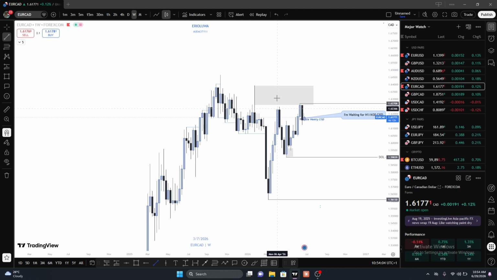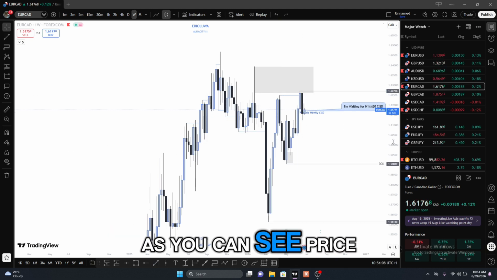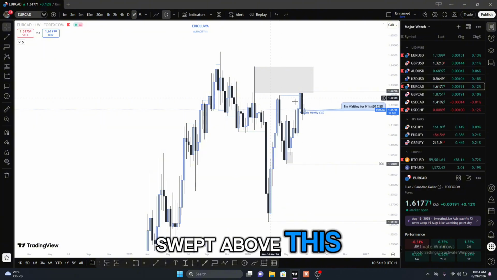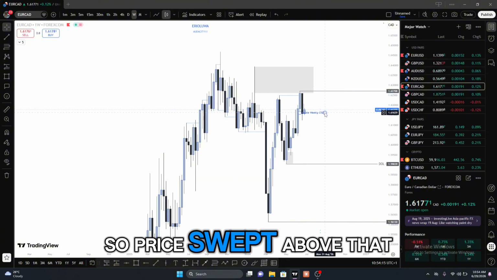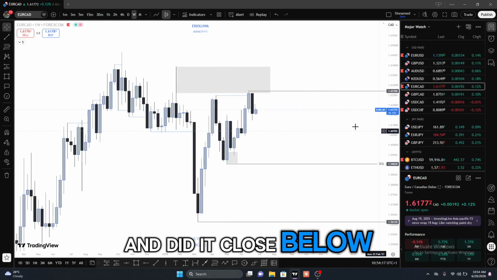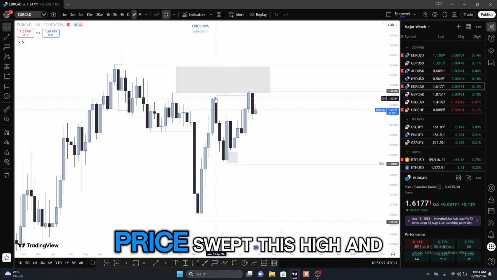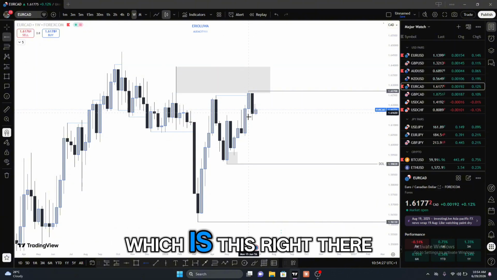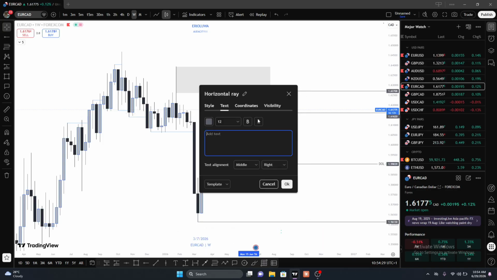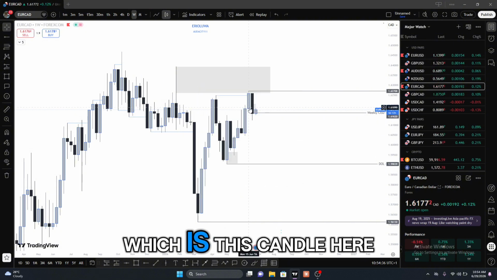So basically, something like this. Sweep, as you can see, price swept above this, and what did it do? Let me delete this. So price swept above that, and did it close below? Yes, price closed below. So even from the weekly time frame, price swept this high and gave a CISD. So we have a weekly CISD, which is this candle here, you can see. Let me write it out.